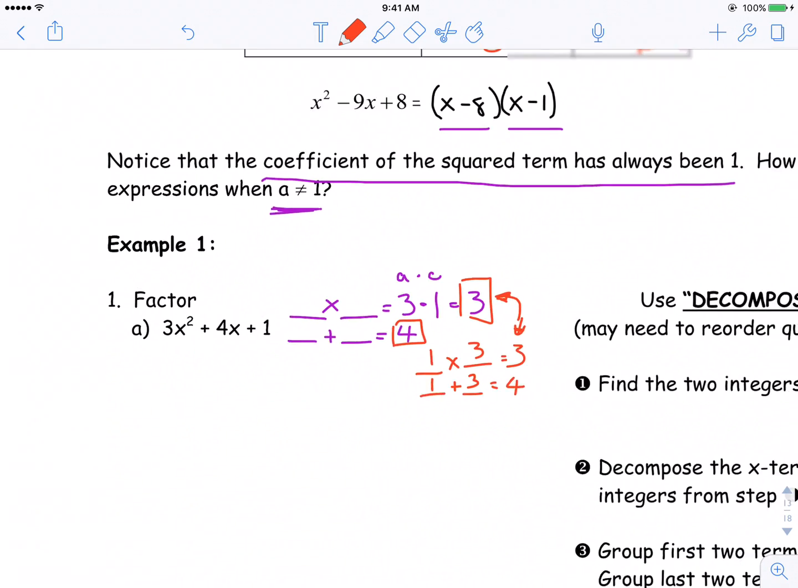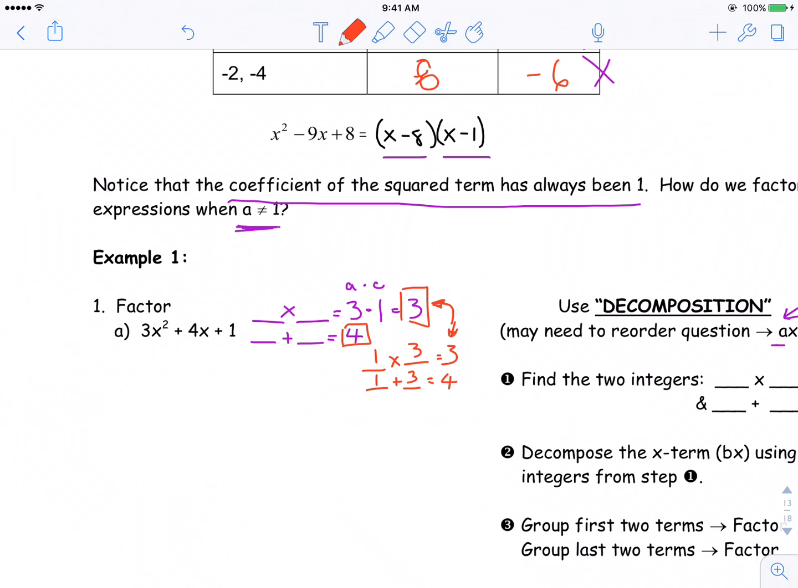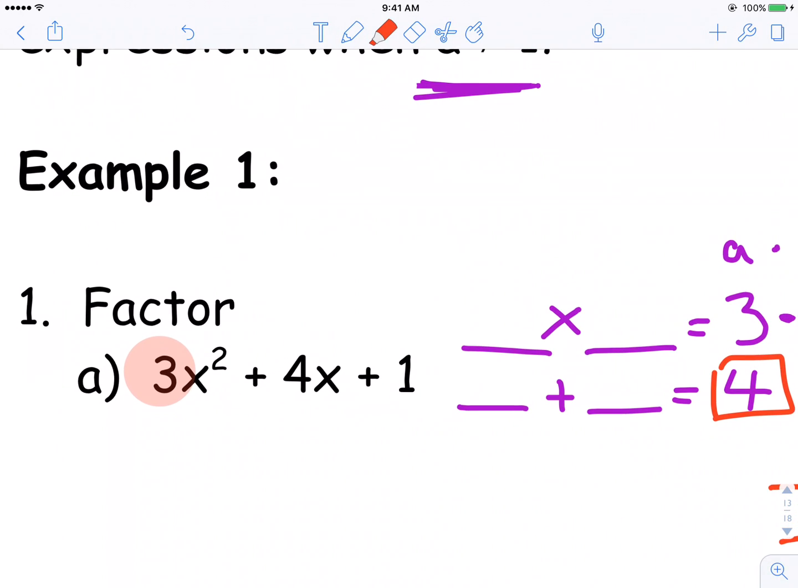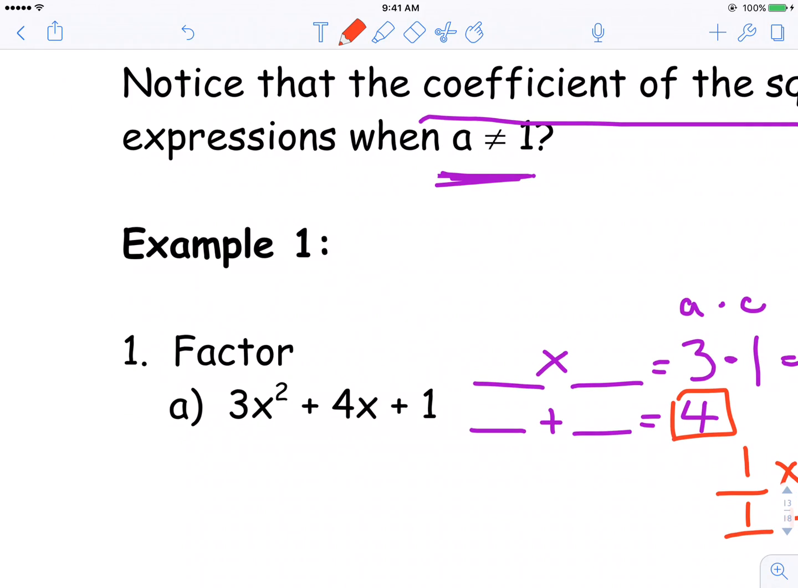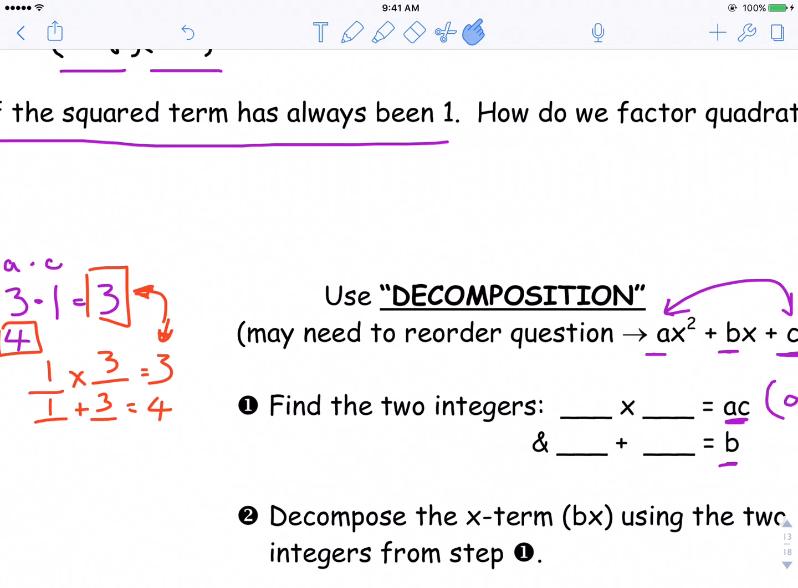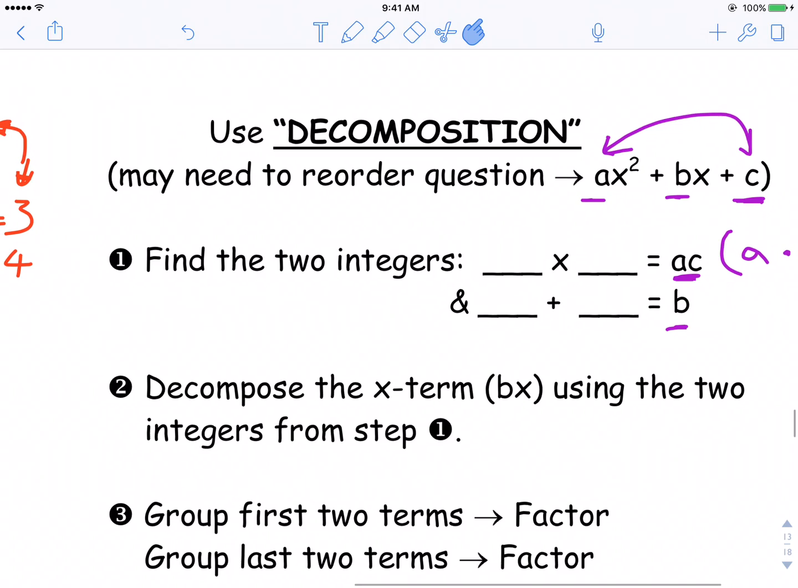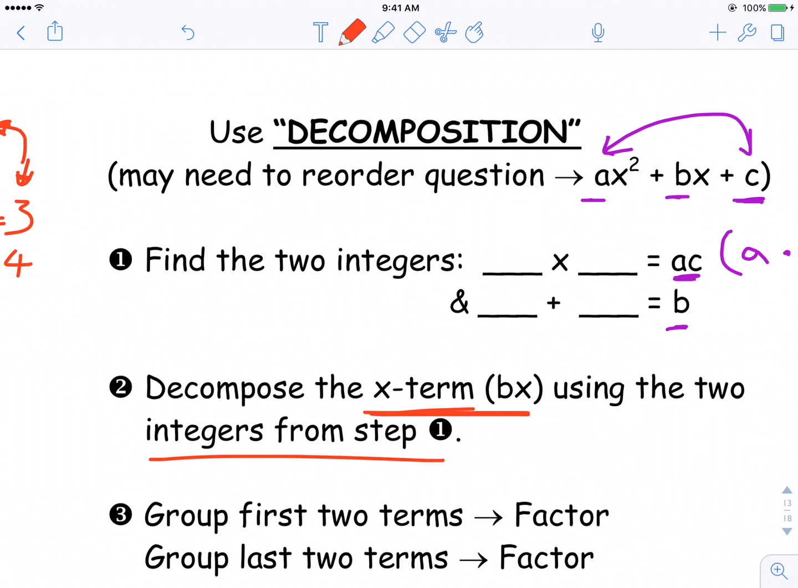So that's the same first step that we would do before, except now we incorporate this coefficient in the calculation. Our second step, this is where the process changes. Our second step is we want to use something called decomposition. Well, decomposition is a fancy word for breaking down. When things decompose, they break down. So what we want to do is decompose that bx term, or that middle term. Decompose the x term using the two integers that we just found.